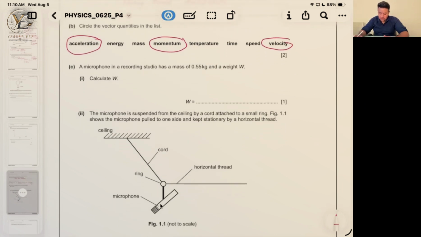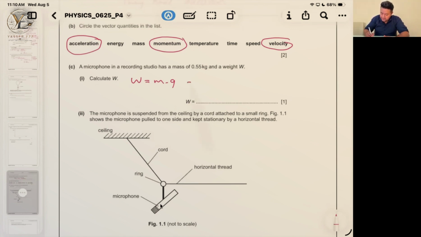A microphone is recording studio has a mass of 0.55 kilogram and weight W. Calculate the weight. Weight equals mass times the free fall acceleration. We have this equation from Newton's second law. The resultant force equals mass times acceleration. The acceleration here for the weight is the acceleration due to gravity.